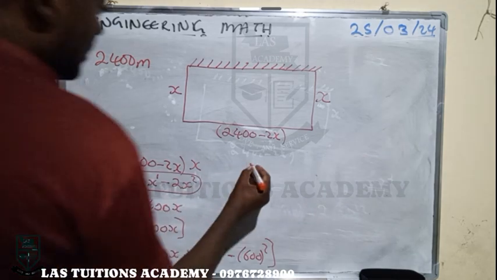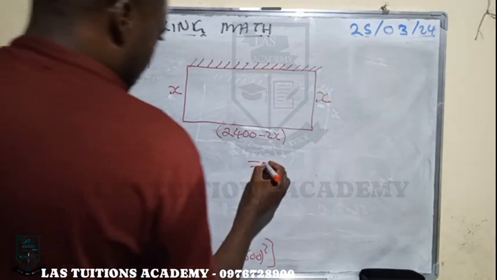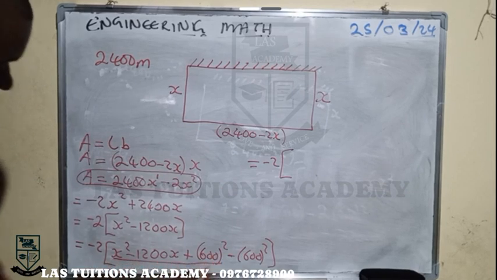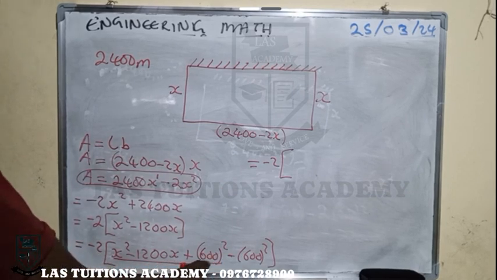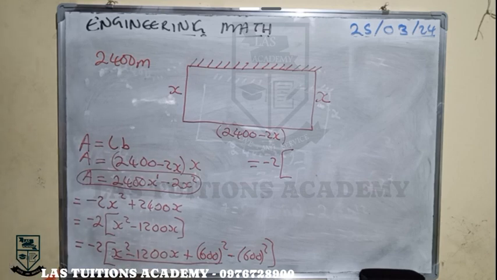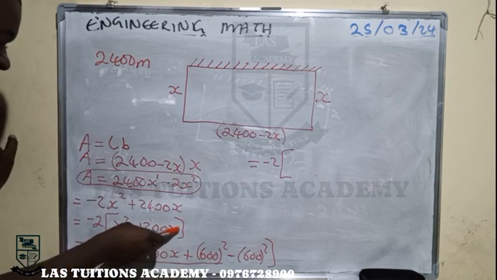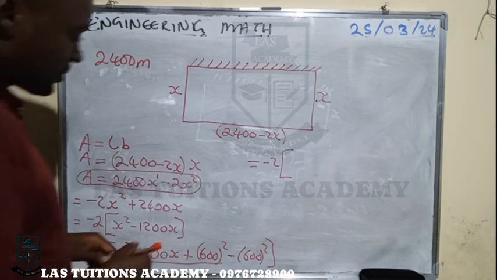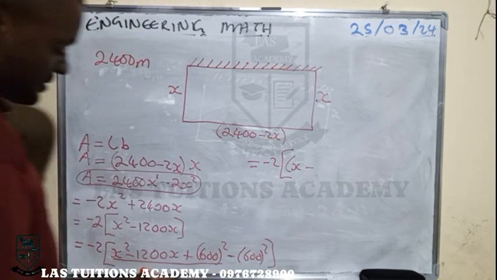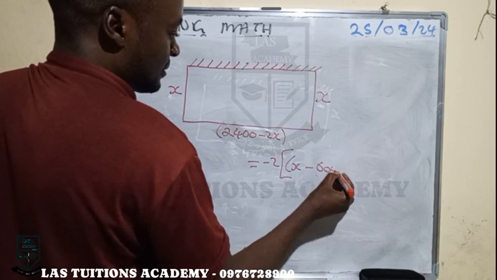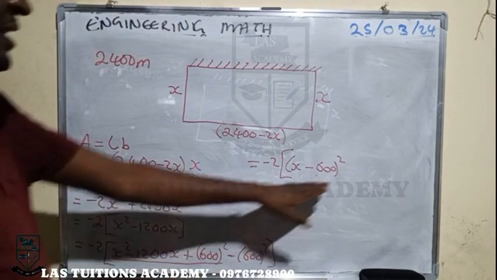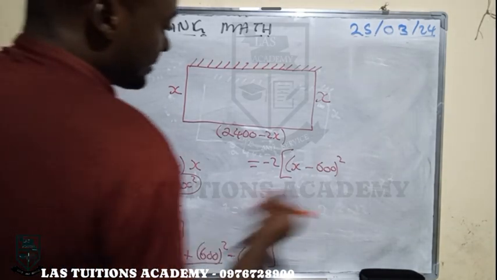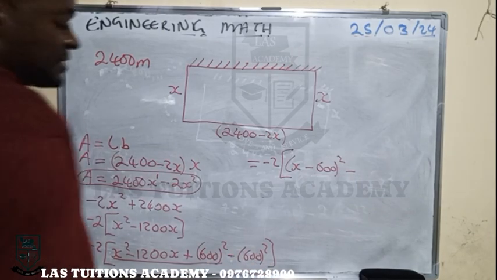So this is going to be equal to minus 2, then this whole thing here, you only get the x and the half which you have squared there, which is 600. Then pick the sign in between, the one between the x to the power 1 term and the x squared term. So we're going to have x minus 600 squared. When you square this, you get back this. Then we have minus 600 squared.